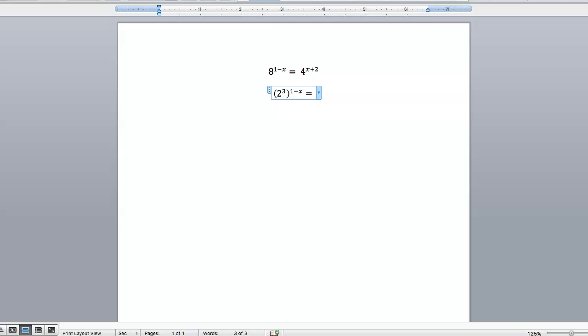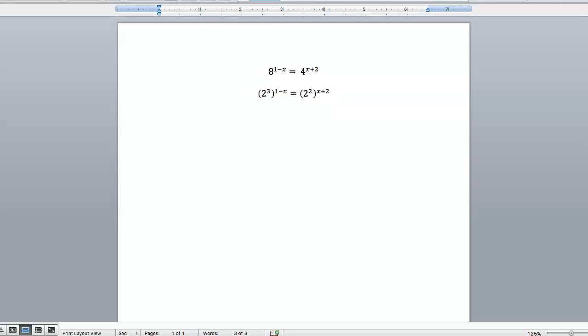I can do the same thing on the other side. I know that 4 is 2 squared. So if I put 2 squared to the x plus 2, that still says 4 to the x plus 2. It just does it, again, in a more convenient way.